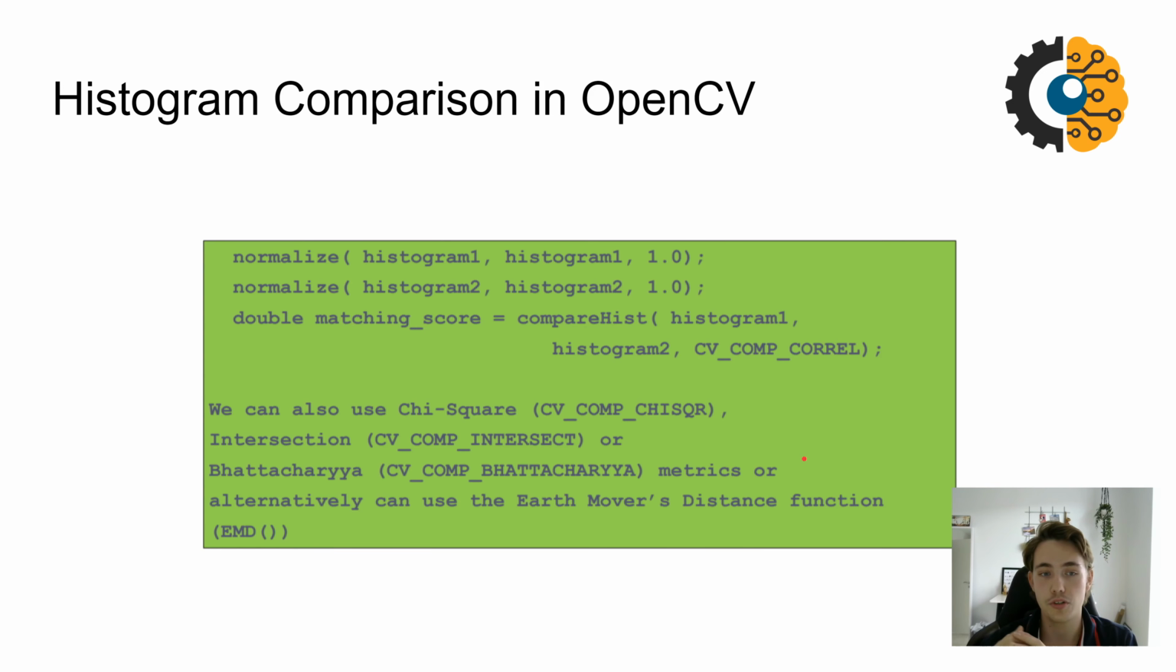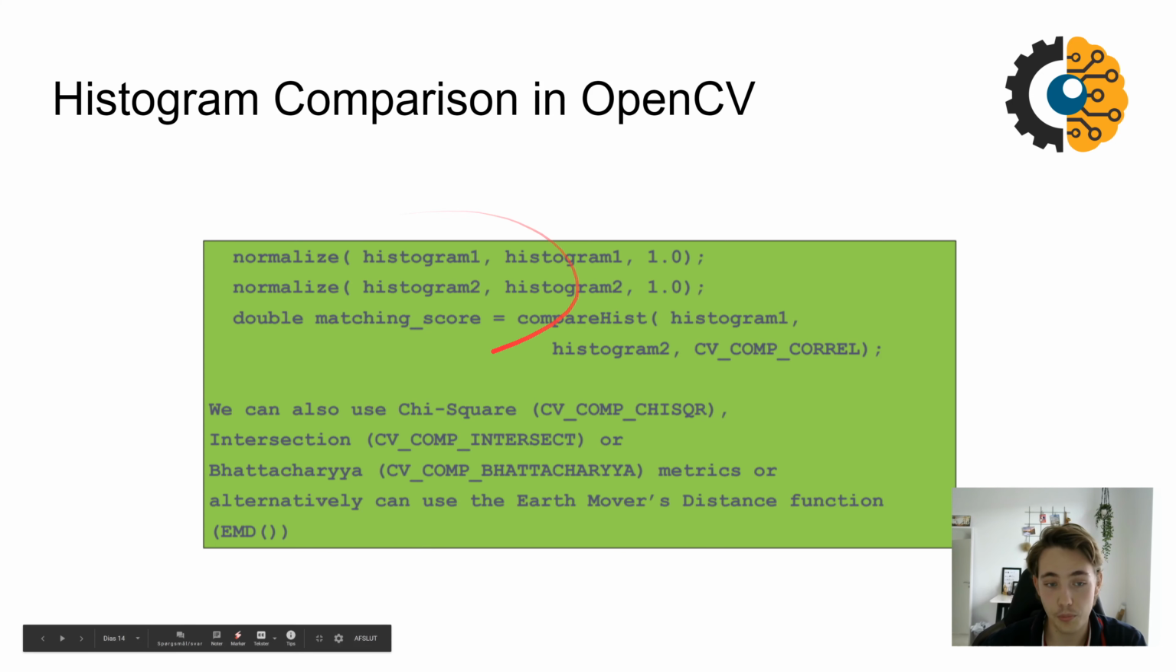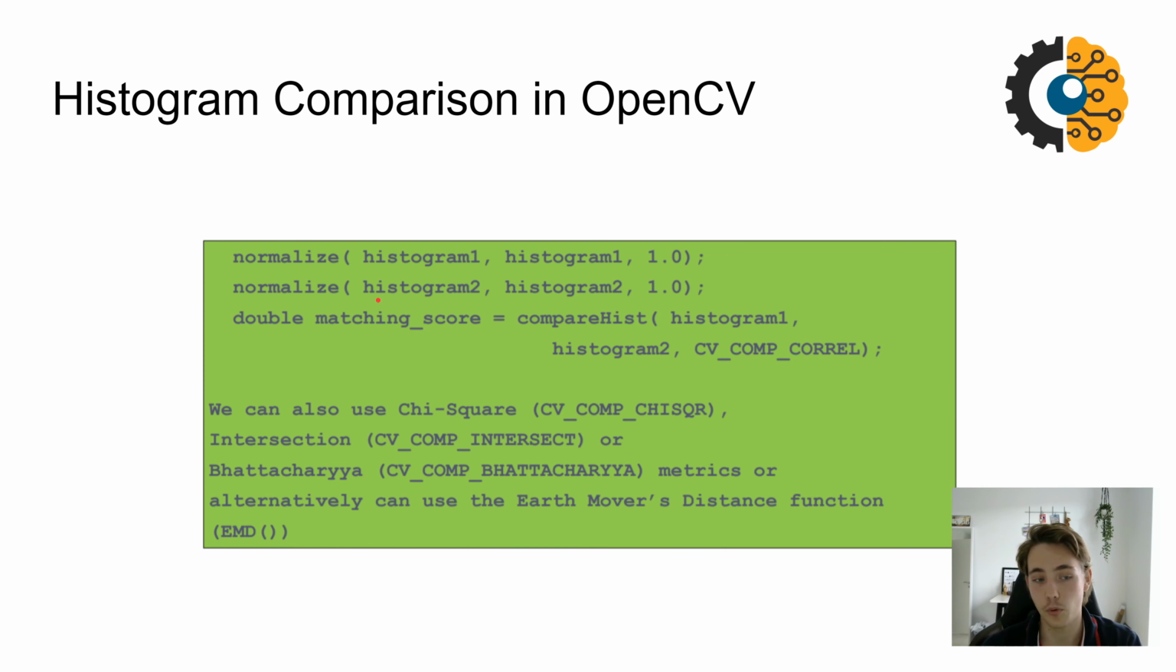So if we want to do this histogram comparison in OpenCV, we first have to normalize the two histograms that we want to compare, because then we get a value from 0 to 1, and then we can compare those values. And then we have some different metrics that we can set up to show how good our comparison of two histograms is, and we just use the built-in function in OpenCV, called compare histogram. We give it histogram 1 and histogram 2 that we want to compare, and then some metric that we want to use to see how good our comparison has done.